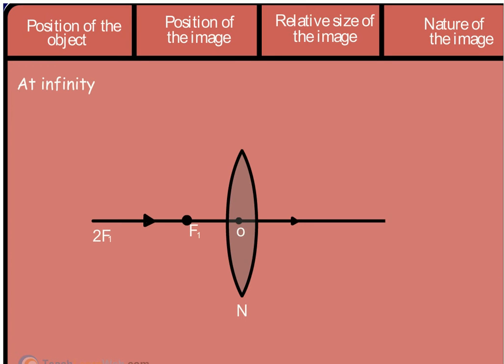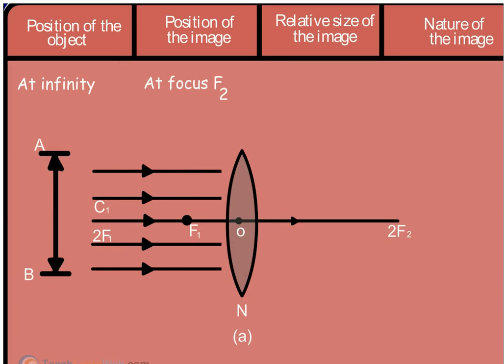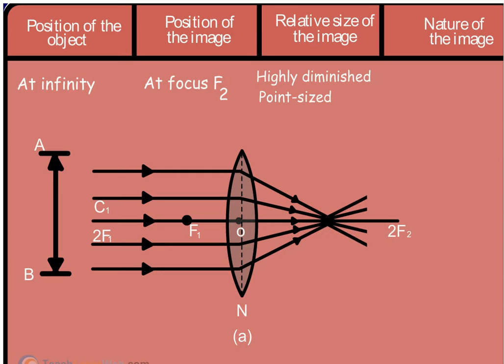Images formed by convex lens. If the position of the object is at infinity, the position of the image is at focus f2. The relative size of the image is highly diminished and point-sized. Nature of the image is real and inverted.